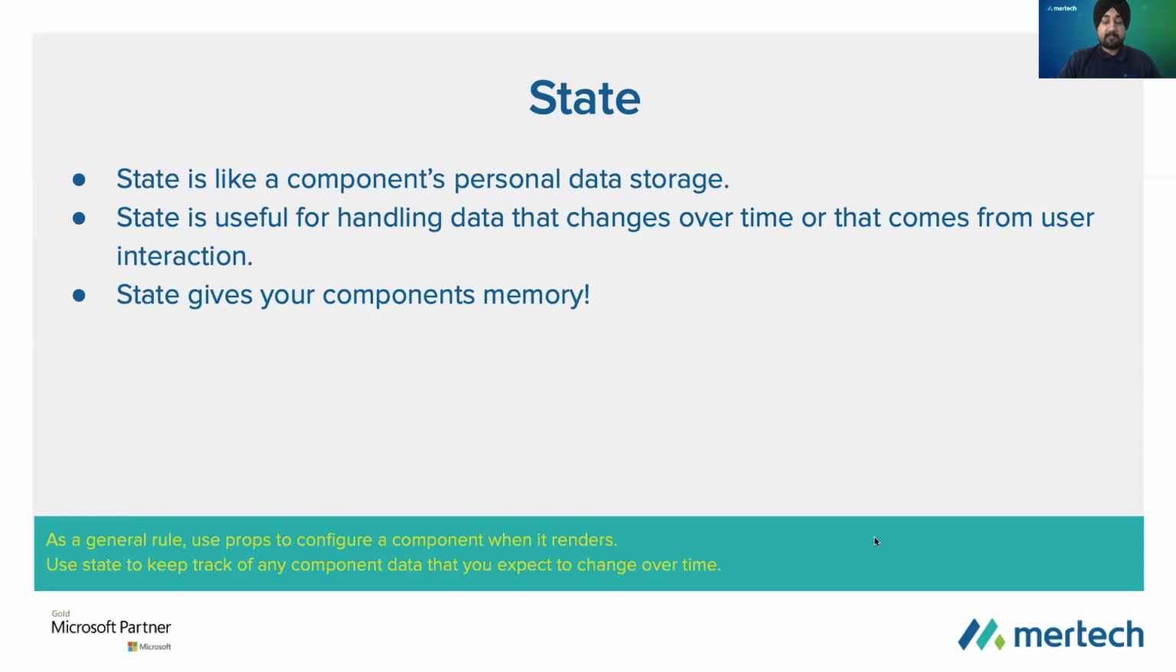I store the data of that list inside of a state, and anytime it changes, I update that state. That will reflect, without having to remount the component or re-render the component, it'll show me that change in that data. So as a general rule, props are used to configure a component when it renders. State is to keep track of data for that component as it changes over time.